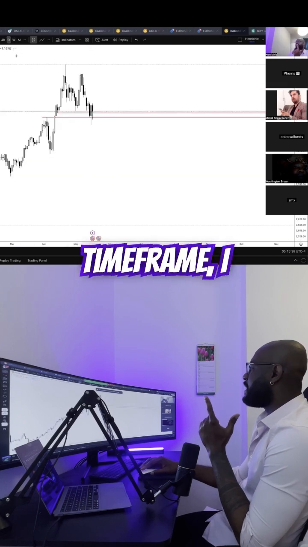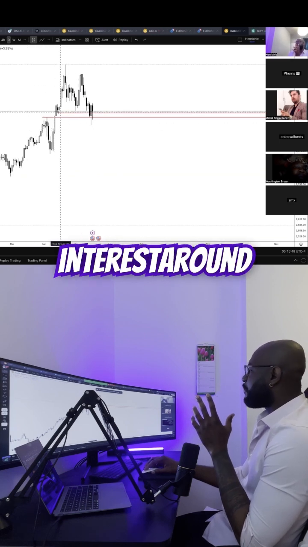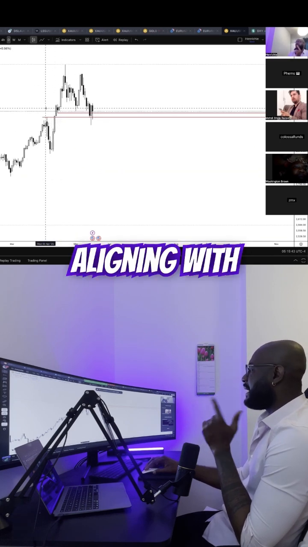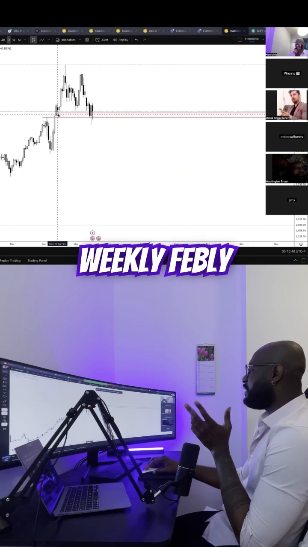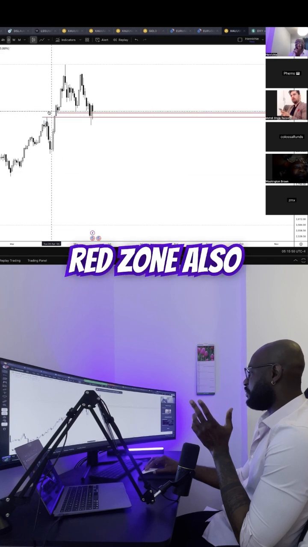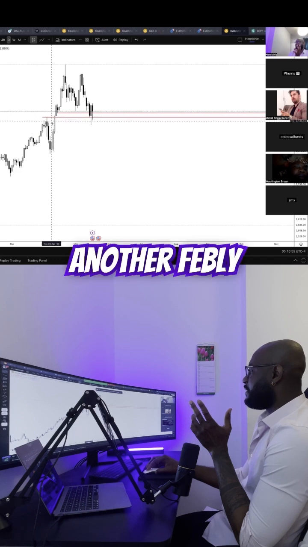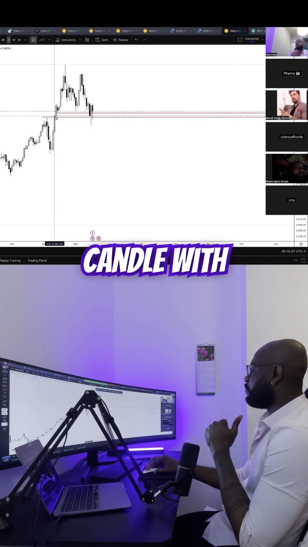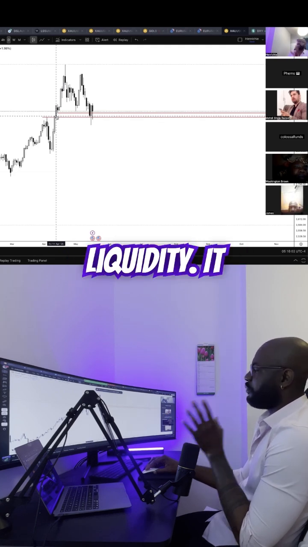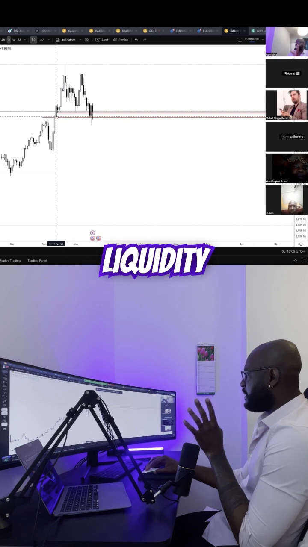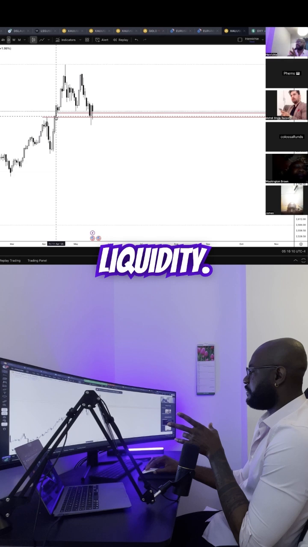When I scale down to the daily time frame, I want to see a point of interest around that same area aligning with that weekly time frame. In this case, you can see that the weekly fair value gap that is right here within this red zone also aligns with another fair value gap here on the daily, and we'll also have the candle without wicks. When a candle has no wicks, it means liquidity. It means there's liquidity resting right there, and price could potentially want to come down to run that liquidity.